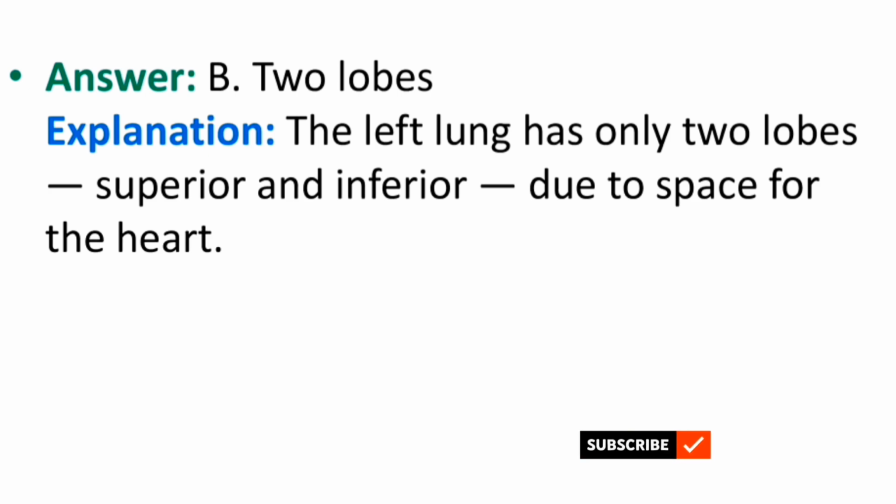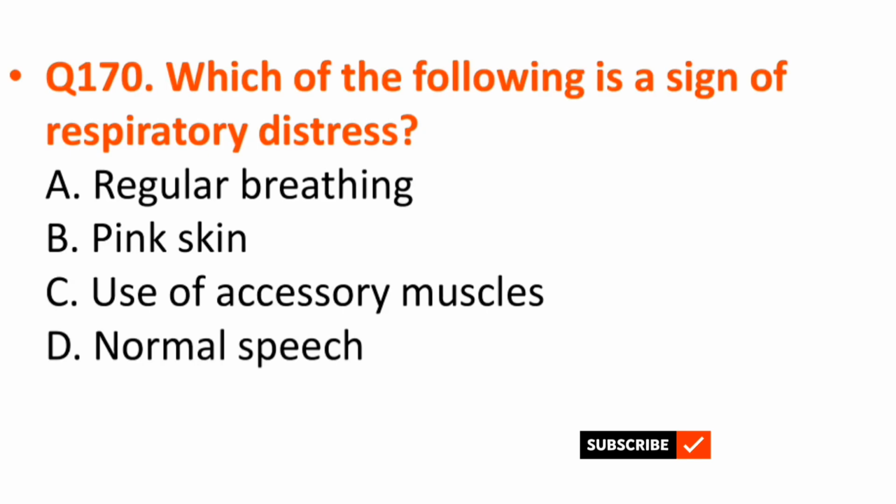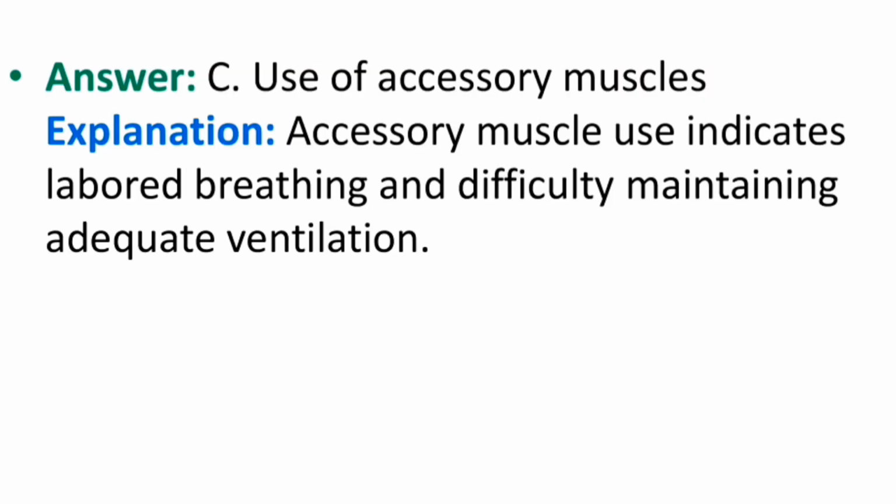The next question. Which of the following is a sign of respiratory distress? Option A, regular breathing. Option B, pink skin. Option C, use of accessory muscles. Option D, normal pitch. The correct answer is option C, use of accessory muscles. Accessory muscle use indicates labored breathing and difficulty maintaining adequate ventilation.